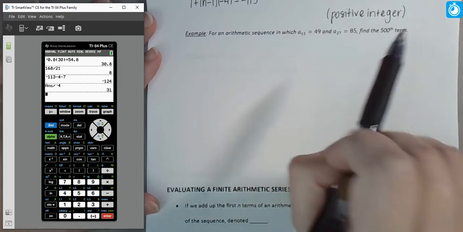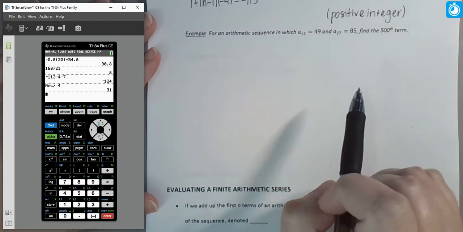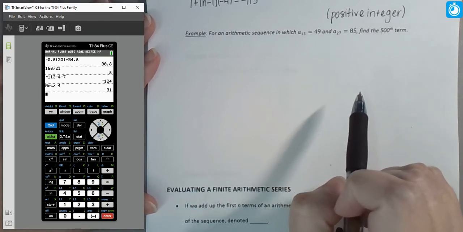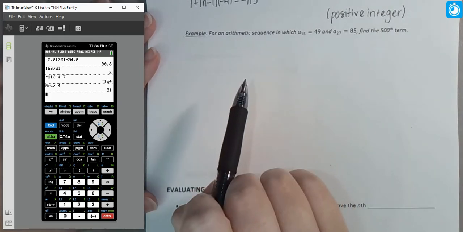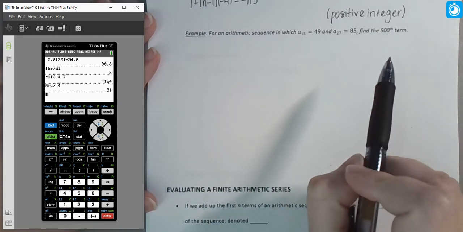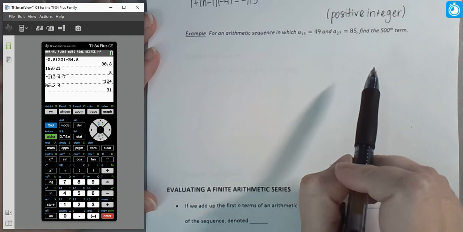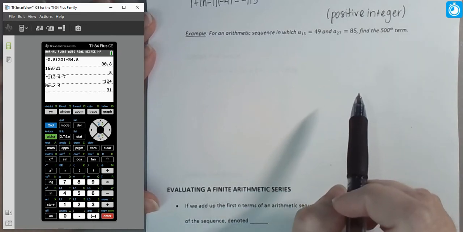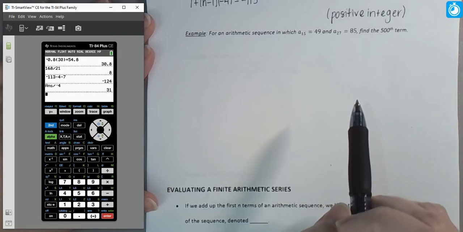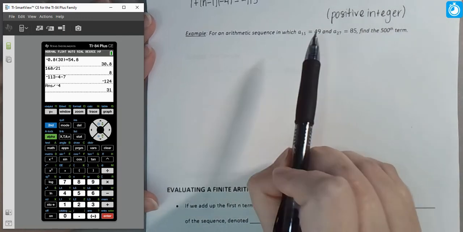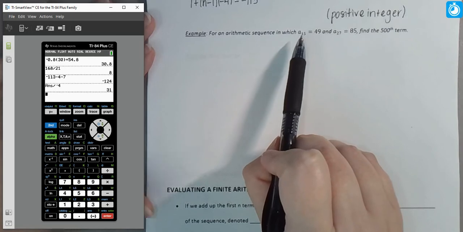Okay, so automatically, I know we don't want to make a list all the way out to 500 terms, so we're going to have to solve for our formula for a sub n and then evaluate it with an input of 500. Now this particular problem is a little bit more challenging than the first two problems, the ones we just worked, because notice we haven't been given our starting term.